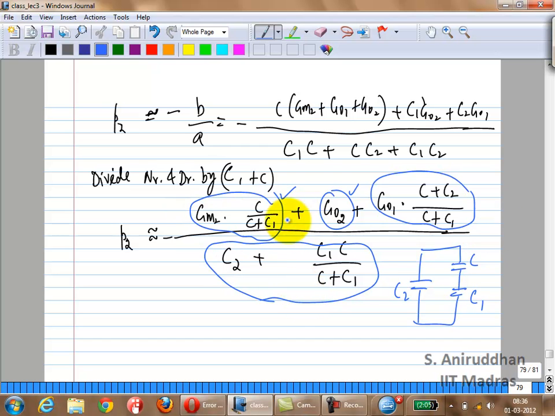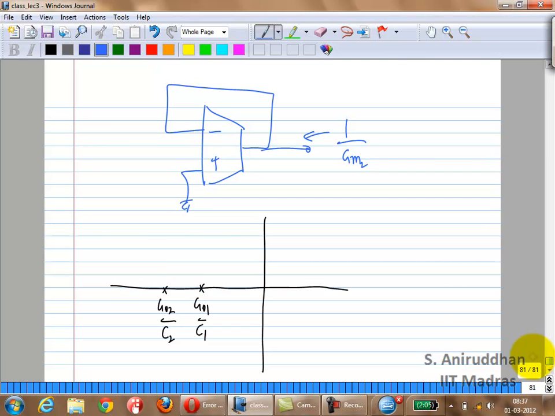It is some gm2, and let's say C is large enough such that C1 and C2 are much smaller. This is more like gm2 over some total capacitance, maybe C1 plus C2, something like that. Where is that going to be? It's going to be very, very far away. Correct? What has happened to this? You have moved it in.